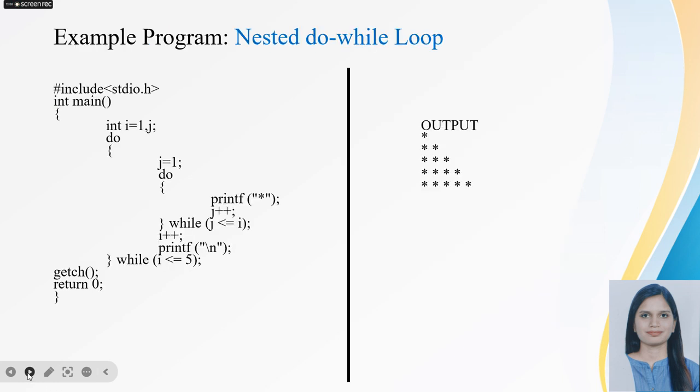Example program: nested do while loop. #include <stdio.h> and main function, do inside do while inside a while. We can call it a nested do while loop.